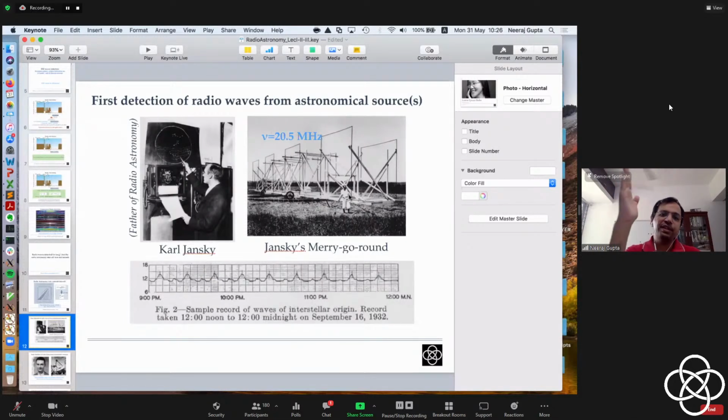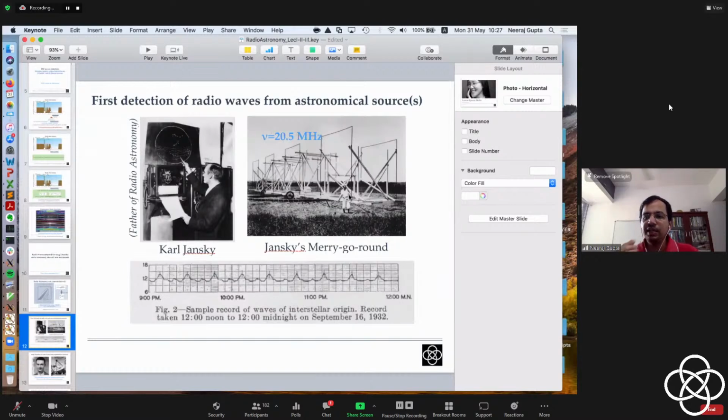That's why it was shifting slowly over the year, right? That's what was happening. So this is the first detection of radio waves from an astronomical source, made by Jansky, and this discovery was very, very widely publicized. It even appeared on the front page of the New York Times. This was in 1933.